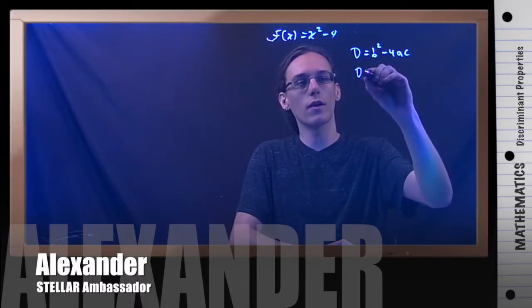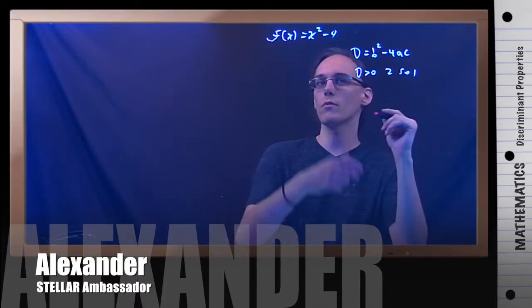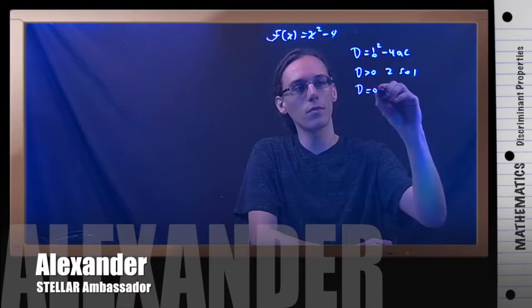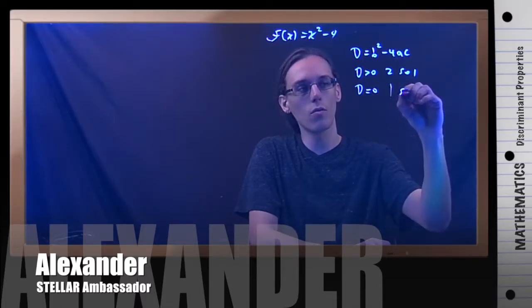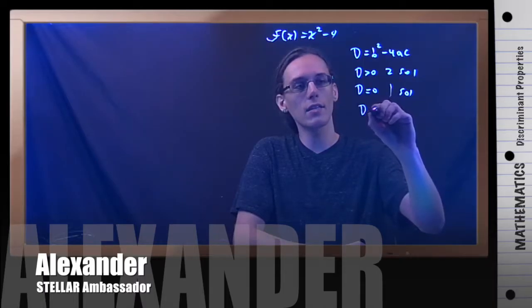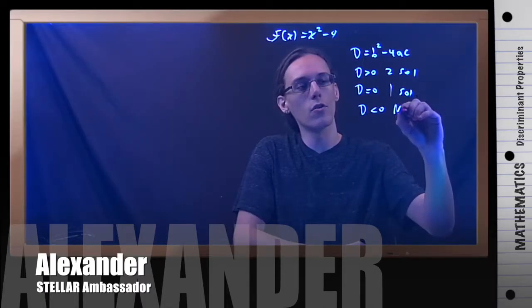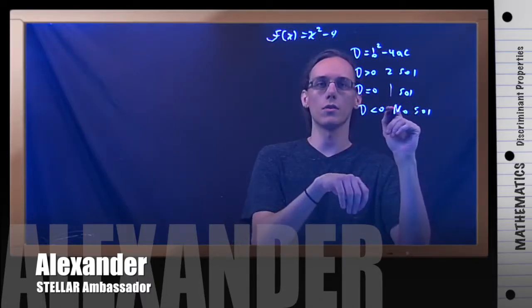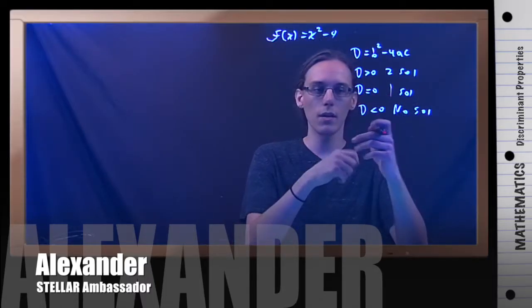And the way it works is that if it's greater than 0, we're going to have two solutions, that is two places at which this function intercepts the x-axis and equals 0. If the discriminant is equal to 0, we're only going to have one solution, one place where this function is equal to 0. And if the discriminant is less than 0, we're going to have no real solutions. There's going to be nowhere where this function equals 0. So let's go ahead and check the discriminant.